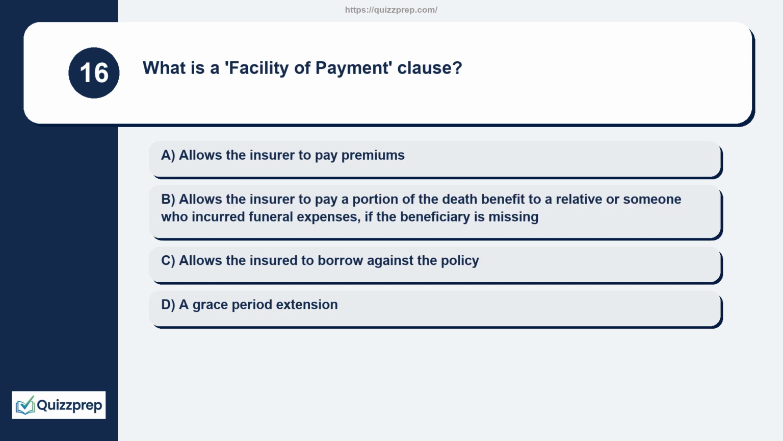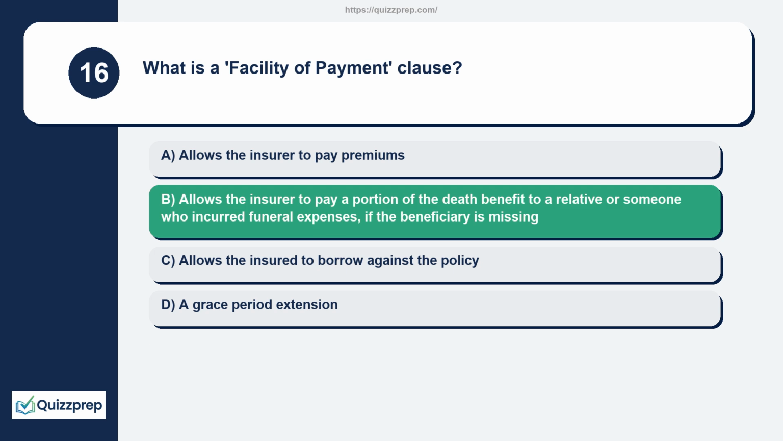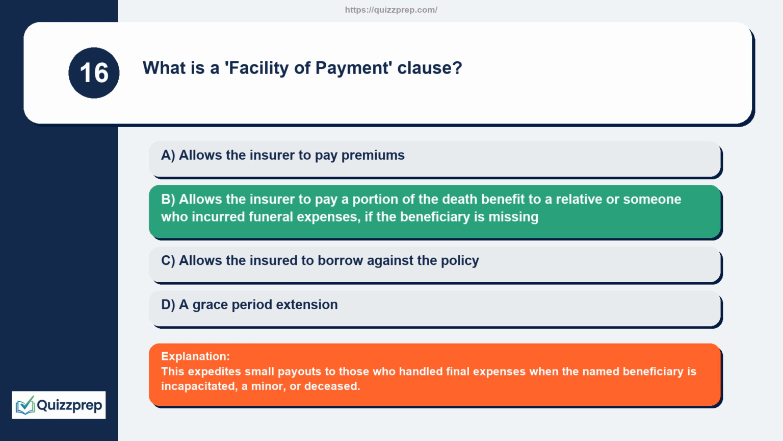Question 16. What is a facility of payment clause? Allows the insurer to pay premiums. Allows the insurer to pay a portion of the death benefit to a relative or someone who incurred funeral expenses, if the beneficiary is missing. Allows the insured to borrow against the policy. A grace period extension. This expedites small payouts to those who handled final expenses when the named beneficiary is incapacitated, a minor, or deceased.